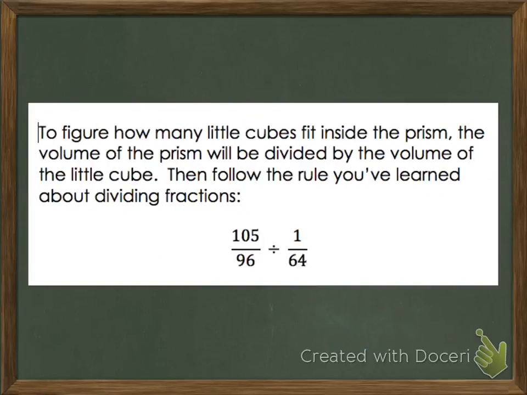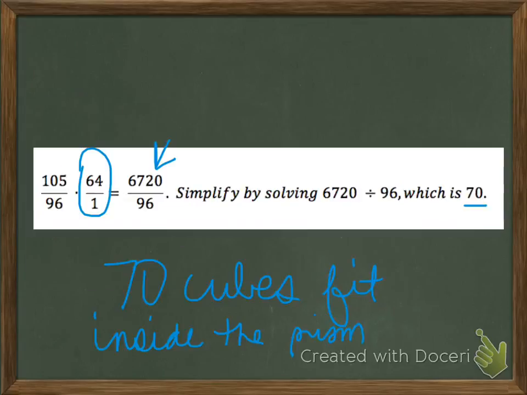1/64. To figure how many little cubes fit inside the prism, the volume of the prism will be divided by the volume of the little cube. Then follow the rule you've learned about dividing fractions. 105 over 96 times 64 over 1. That's the reciprocal of 1/64.